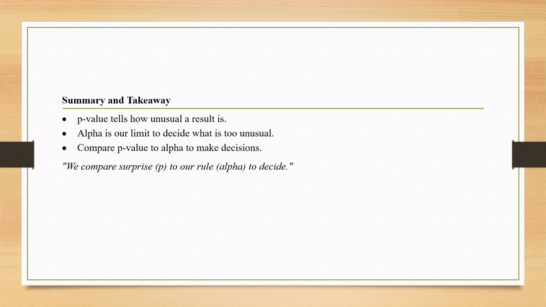Here's a quick summary of what we learned. The p-value tells us how unusual or extreme a result is if the null hypothesis were true. The alpha value is the threshold we set to decide whether the result is significant. We compare p-value and alpha value to decide whether to reject the null hypothesis. In short, we compare surprise, that is p-value, to our rule, that is alpha, to decide. That's the essence of hypothesis testing in practice.